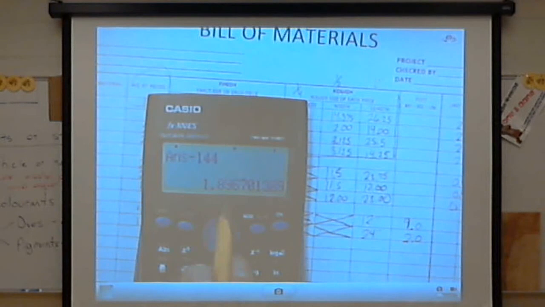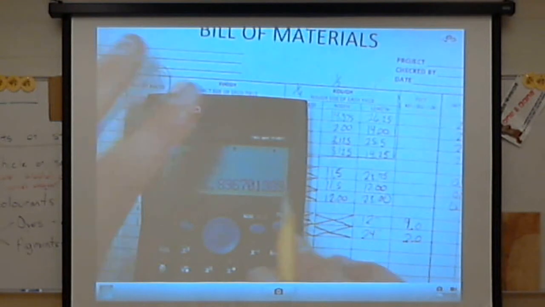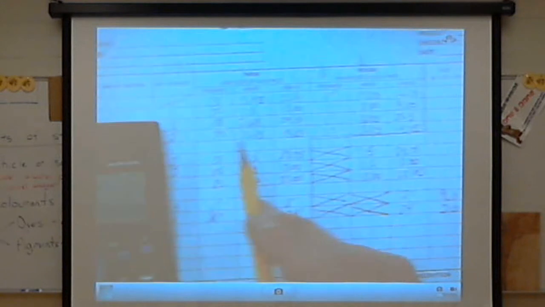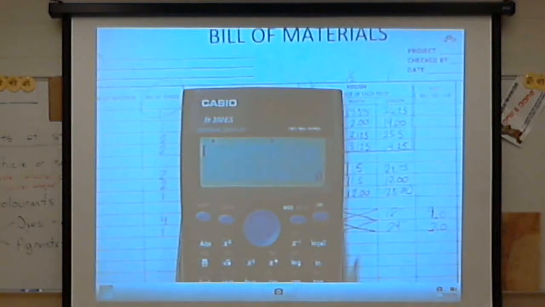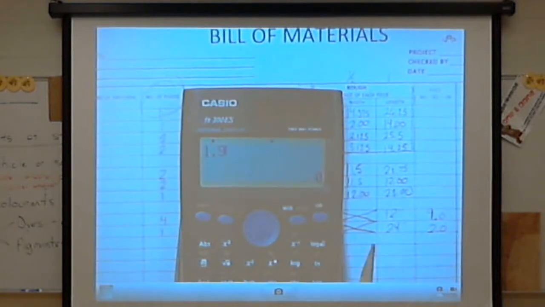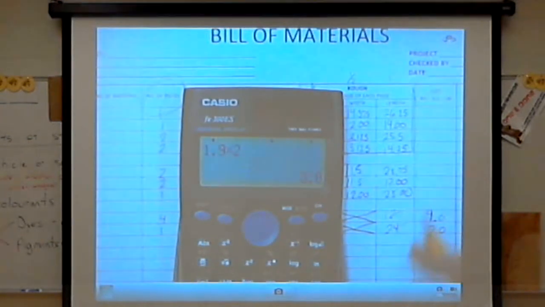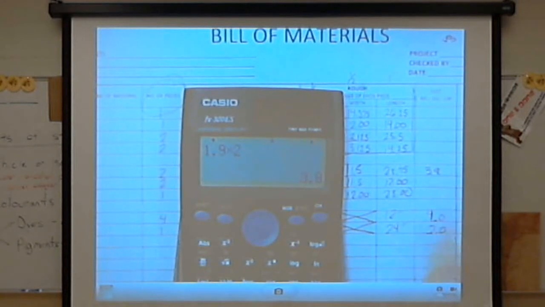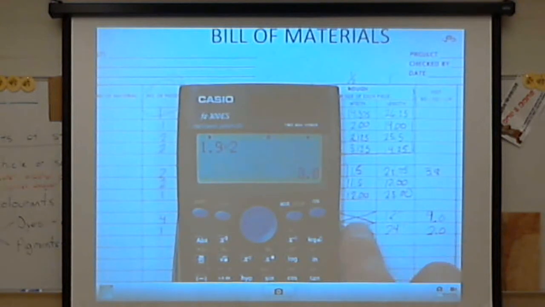So I should end up getting 1.9 square feet. I have 2, so I'm just going to double that. 1.9 multiplied by 2 because of the number of pieces. So I'm going to have 3.8 square feet.